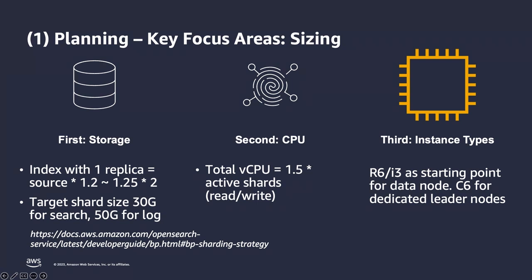I want to quickly address the questions from the chat box. The sizing varies for vector search use cases. Vector search use cases are still considered search use cases. So far, I've seen the characteristics are pretty similar to the search use case. The target size is 30 gig and the total vCPU is still 1.5 times the active shards.